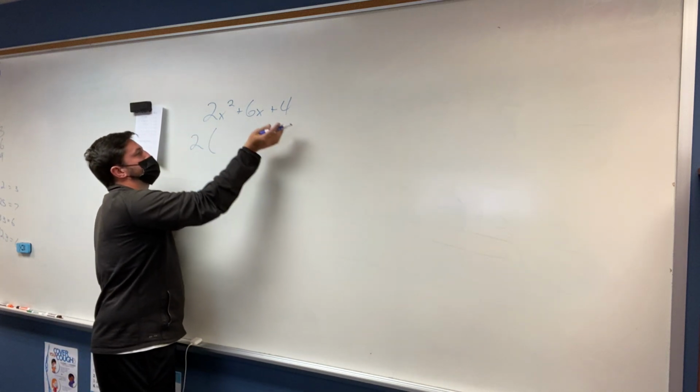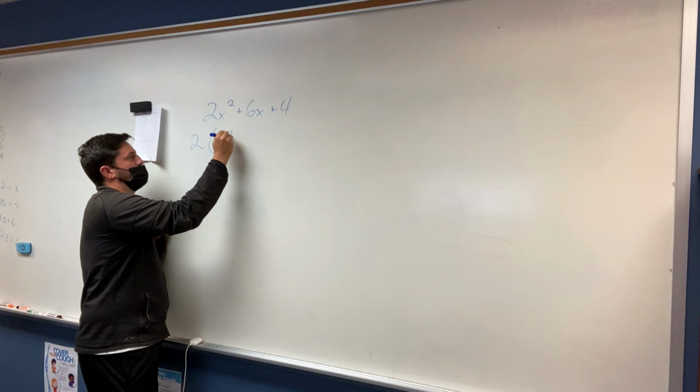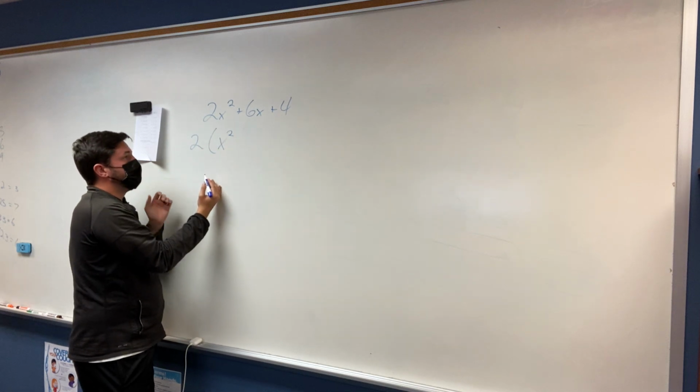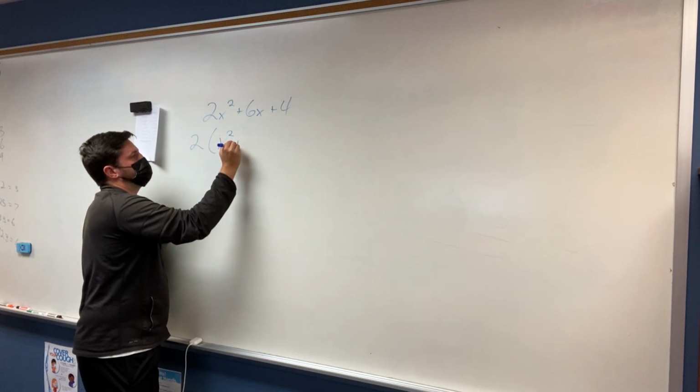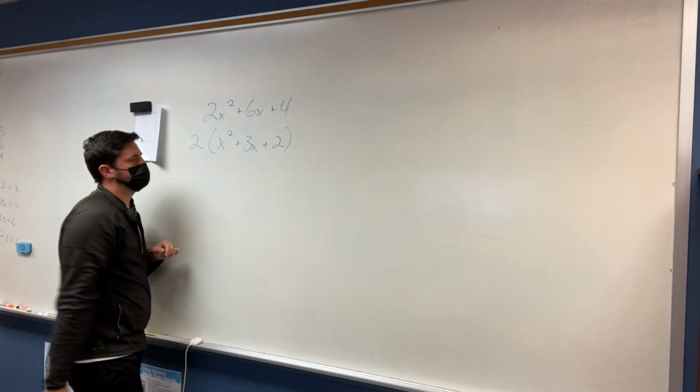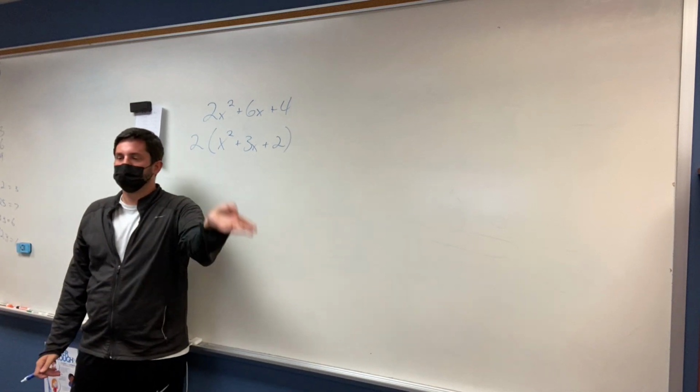What do they have in common? They have a 2 in common. So I have x squared, 2 divided by 2 is 1. X squared is just a 1. 6x divided by 2 is 3, and 4 divided by 2 is 2. Cool, right? Step 1, greatest common factor: what do they have in common?